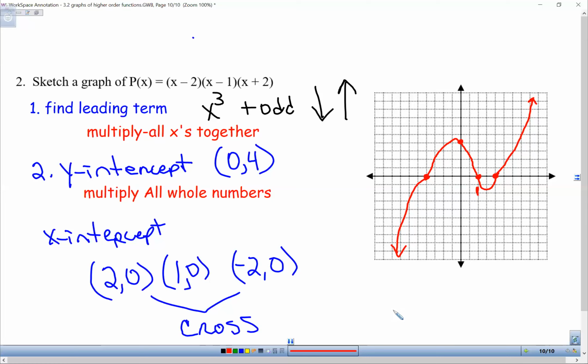Again, the 3 things we did were find the left and right behavior, find the intercepts, both the x-intercept and the y-intercept, and finally, determine what happens at the x-intercept, whether it touches or crosses, so we can use all three of those to sketch the graph. That's it for section 2.